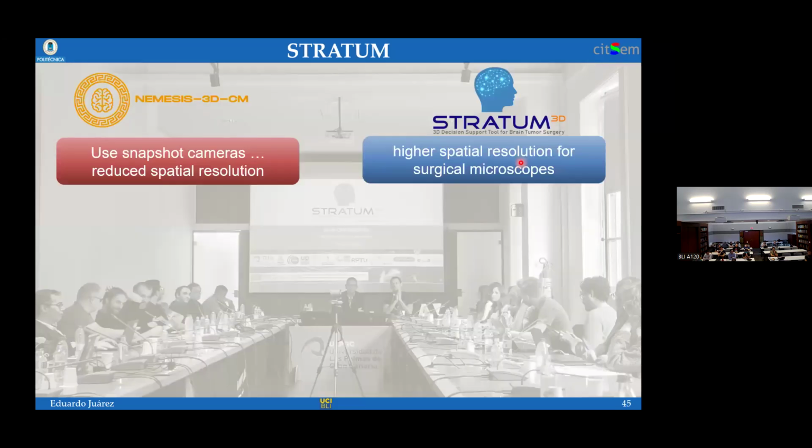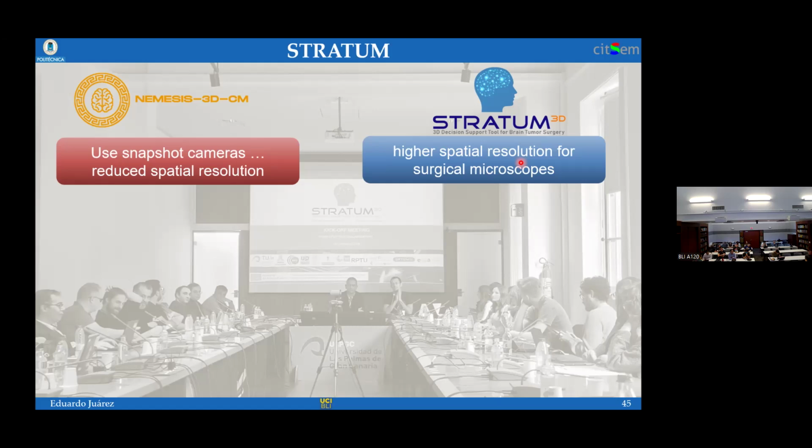Doing a similar exercise, if we recap what we learned in Nemesis. There we used snapshot cameras. Low spectral resolution, but also low spatial resolution. We have the CMOS sensor, we build the filters, and that means that we are losing pixels for spatial resolution. We make micro pixels with this filter. So if we want to use this camera with a microscope, probably the image we get is not good enough.